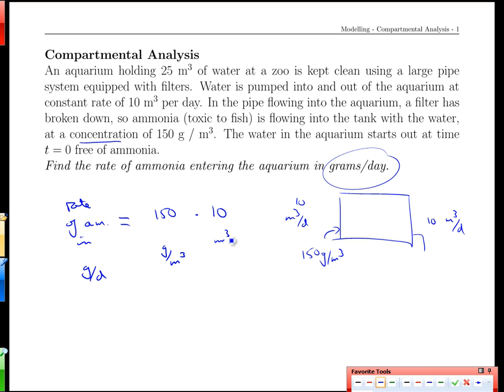And if we check the units out, this works out perfectly. Our meters cubed cancels, and we end up with grams per day. So the rate of ammonia in is going to be 1,500 grams per day. So that's a fairly sizable amount of ammonia going in. What might balance that out is the fact that the volume we're dealing with in the tank is very, very large. Let's see how this all comes together.